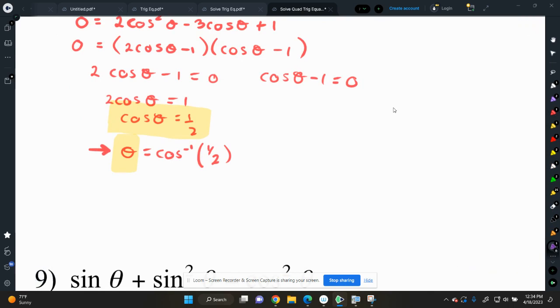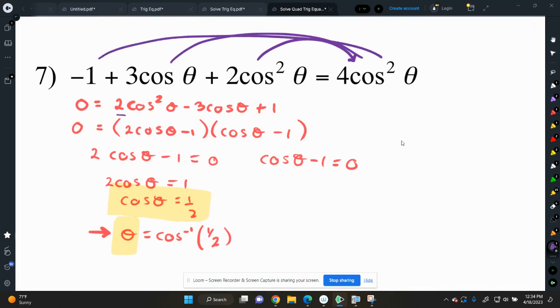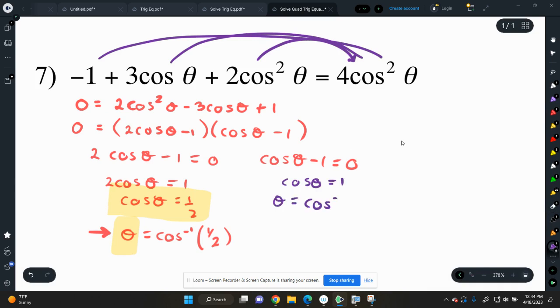I moved everything over. So we moved this over, subtracting 2, I got 2 cosine squared. And we move this over, so we get minus 3. And I move that over, so I get plus 1. I don't want to move it this direction because I would have ended up with a negative 2 cosine squared, and you never want a negative in the front. Okay, and then the other side, we've got cosine theta equals 1. So theta equals inverse cosine. Again, you have to have that extra statement.